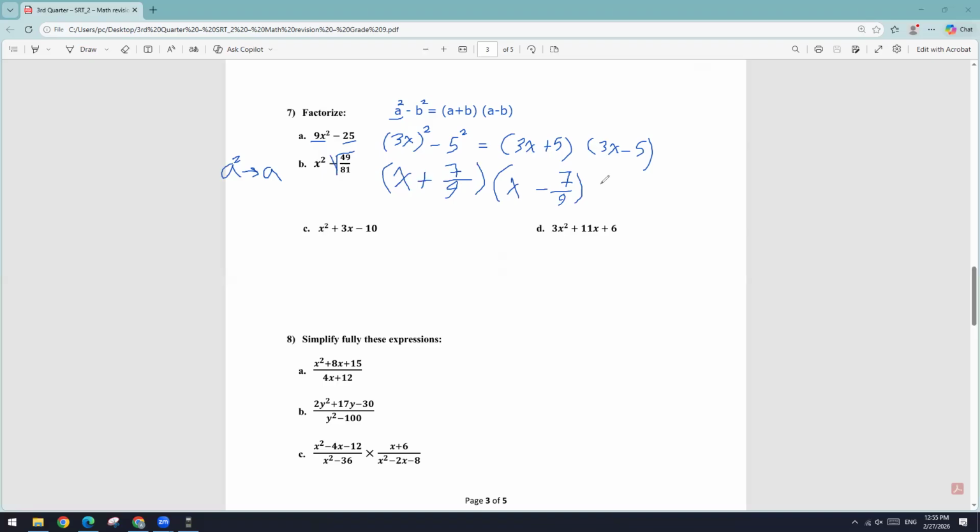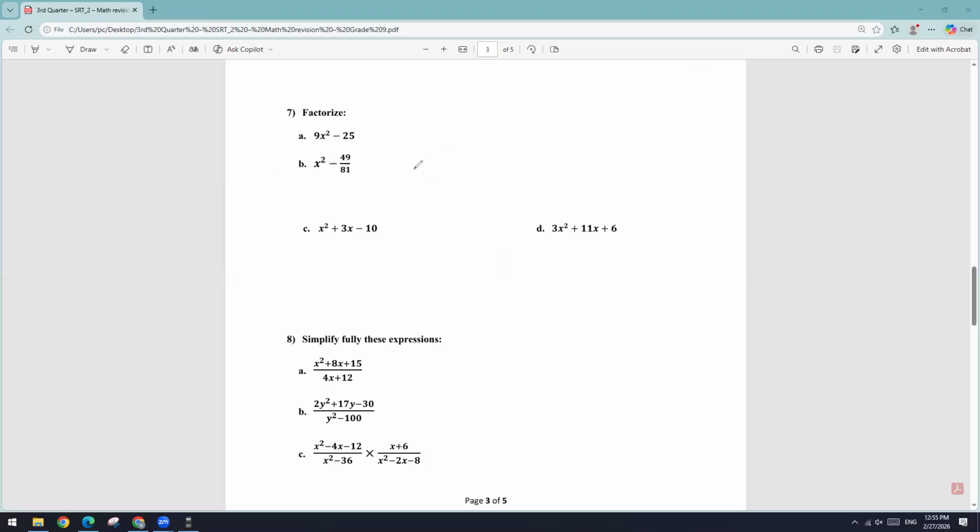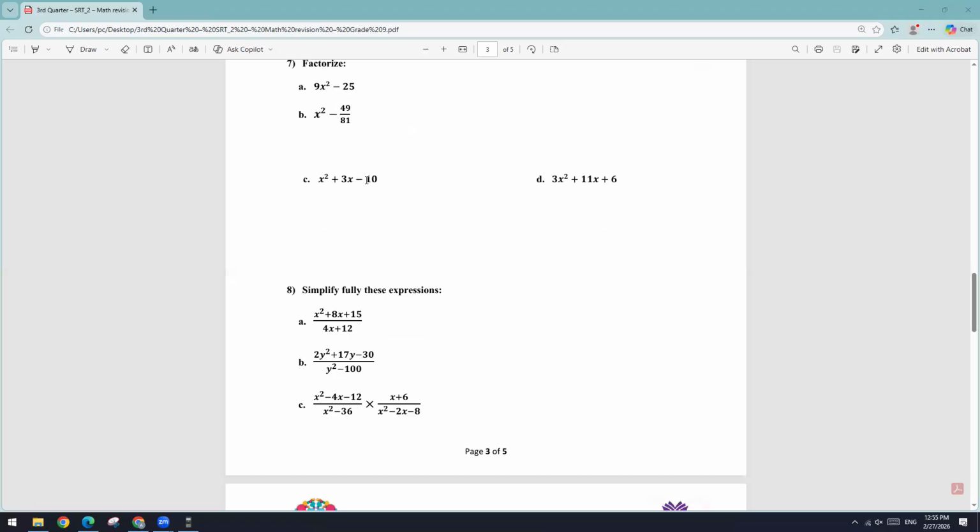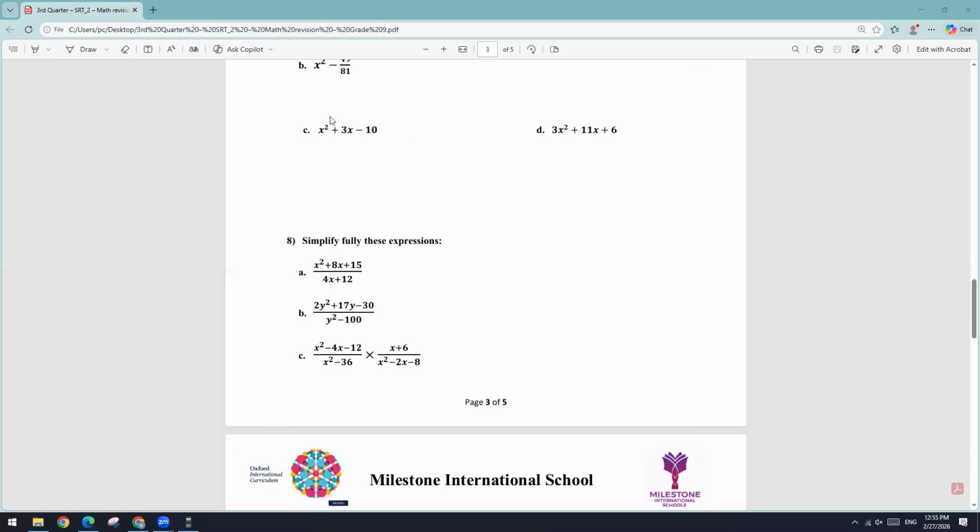So when I have the difference of two squares, I need to use the square root to apply it in the bracket. Now, parts C and D are different. It's not like the difference of two squares. Here, this time, we have three terms.